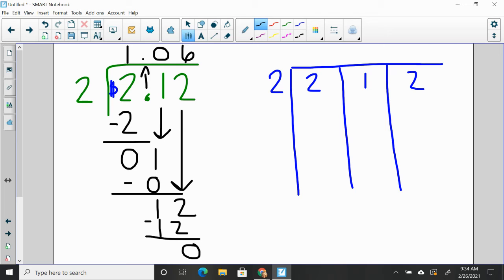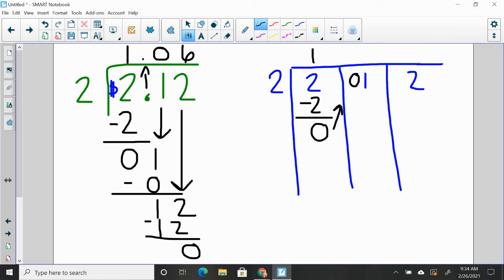Okay. If you were doing the other strategy, it would look like this. So 2 goes into 2 one time. 1 times 2 is 2. 2 minus 2 is 0. Okay, I'm going to scoot the 0 up here. Okay, that looks like 1.